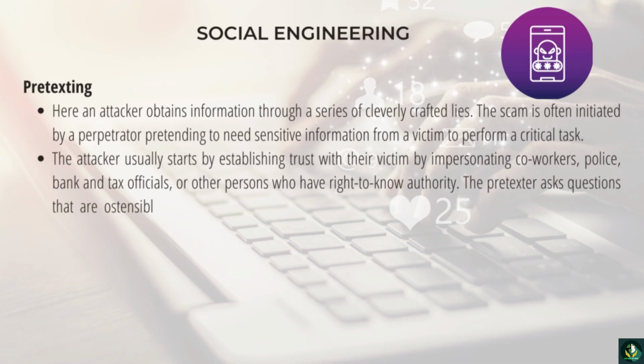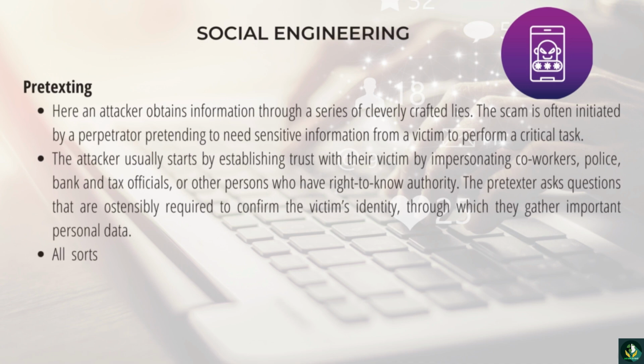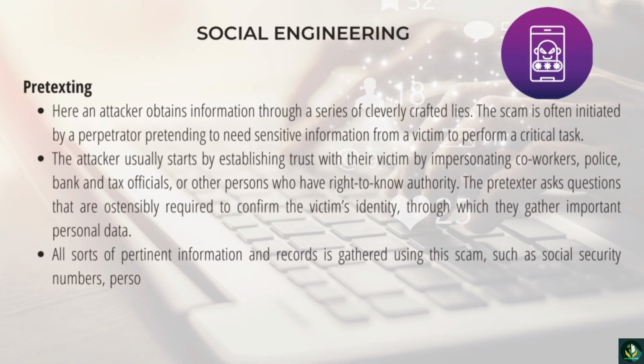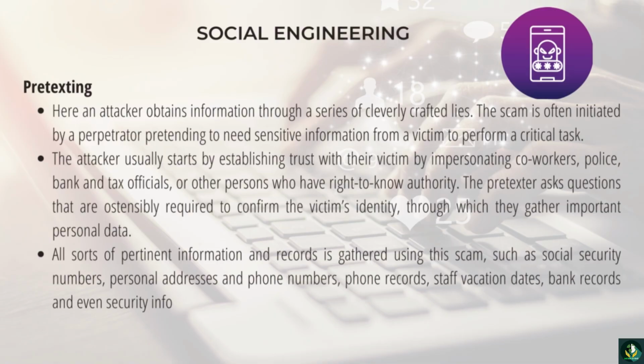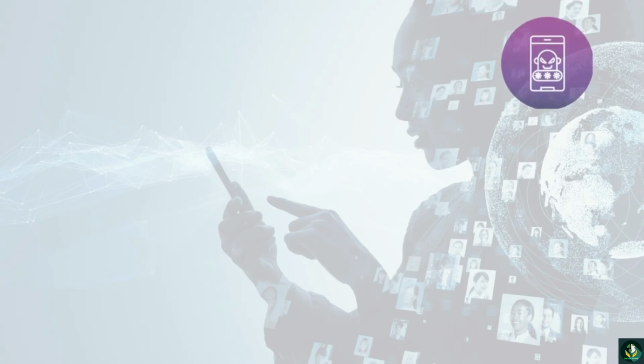The pretexter asks questions that are ostensibly required to confirm the victim's identity, through which they gather important personal data. All sorts of pertinent information and records is gathered using this scam, such as social security numbers, personal addresses and phone numbers, phone records, staff vacation dates, bank records, and even security information related to a physical plant.